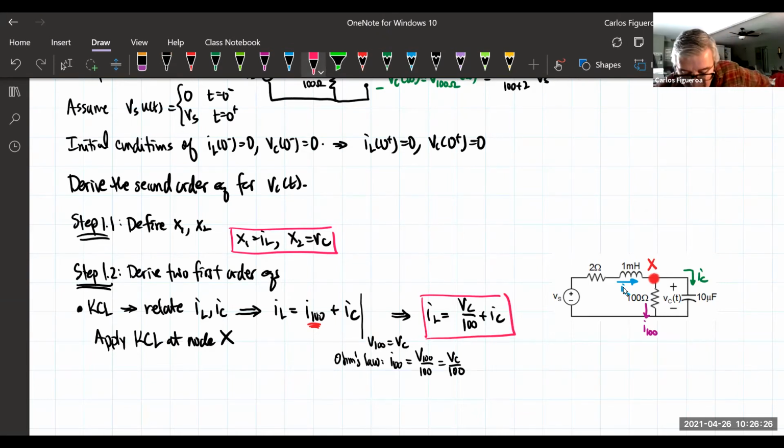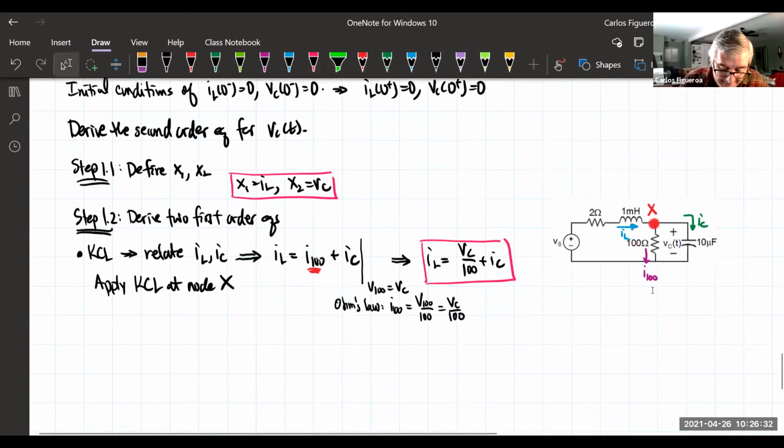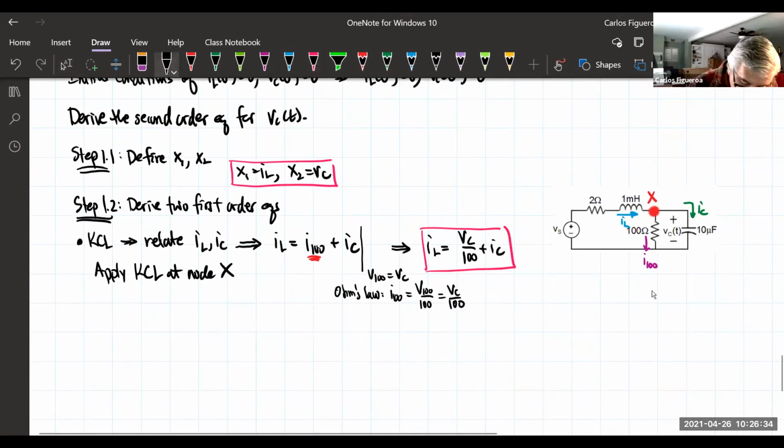So look what I have. I have one equation that has three unknowns. Okay, now let's go apply the next one here. So I'm going to apply KVL. And what I have to do here is relate VL and VC.